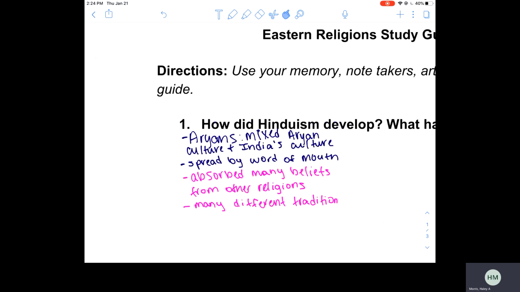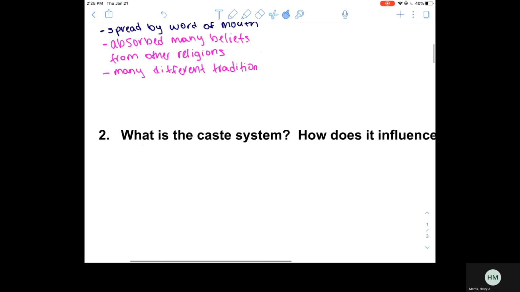So how did it develop? It developed with the Aryans. They mixed Aryan culture and India's culture. It spread by word of mouth, and it absorbed many beliefs from other religions, and because of that, they have many different traditions.